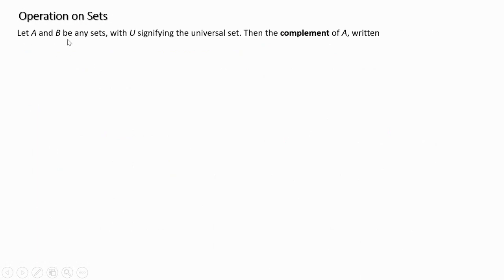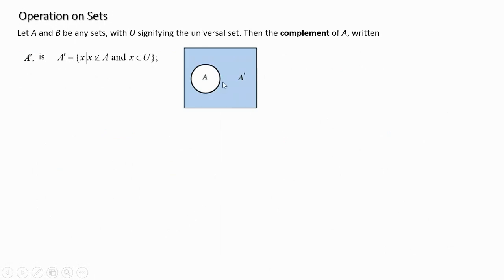Okay, now operations on sets. Let A and B be any sets with U signifying the universal set. Then the complement of A is written in this form: A' or A complement. That's the notation. The complement of A is equal to the set of X such that X is not in A and X is in U. This is how you write it. This is the Venn diagram. This is A, that's not A.